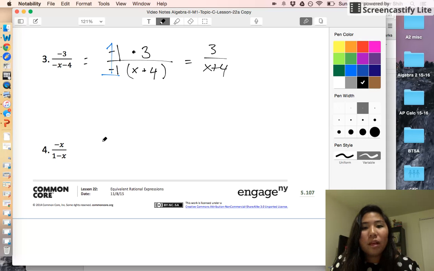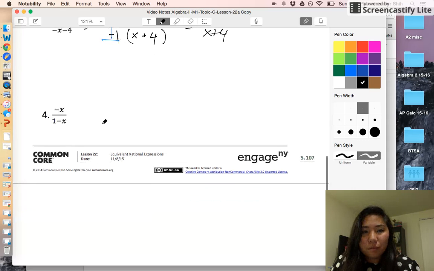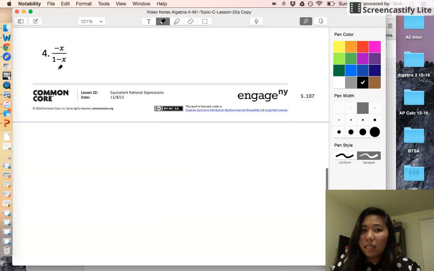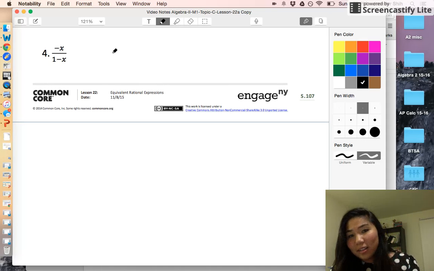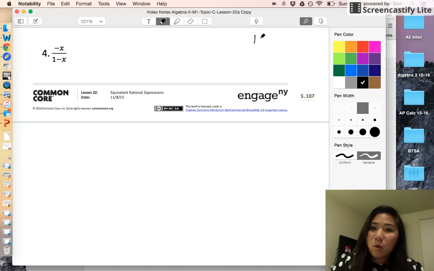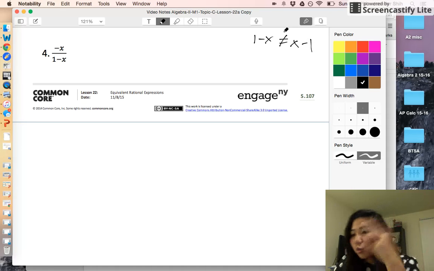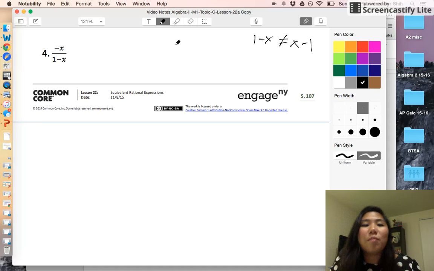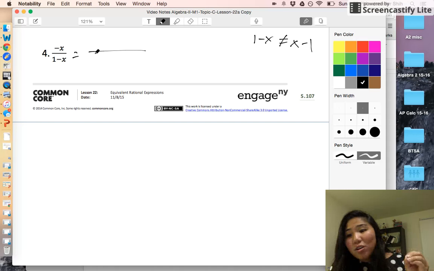Okay, let's try one more. Take a look closely at this problem. You have negative x over 1 minus x, not x minus 1. 1 minus x does not equal x minus 1. You cannot just switch the two terms around, especially when there's a negative. It messes things up. But what we can do is factor out a negative 1 in the denominator. If you factor out a negative 1 in the denominator, it can help you switch the terms.